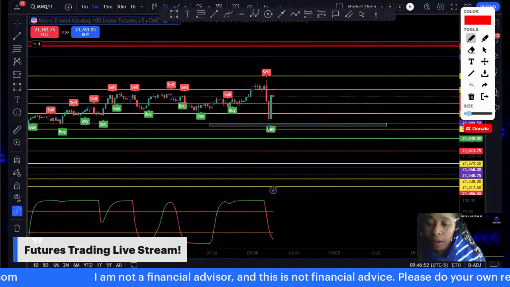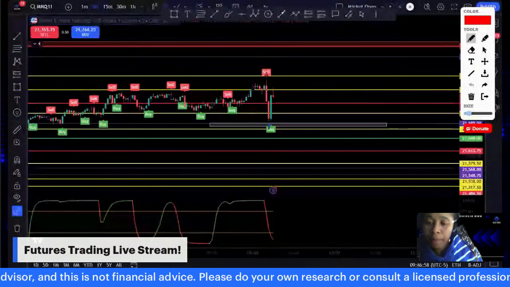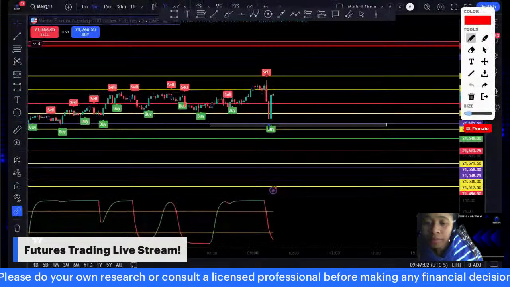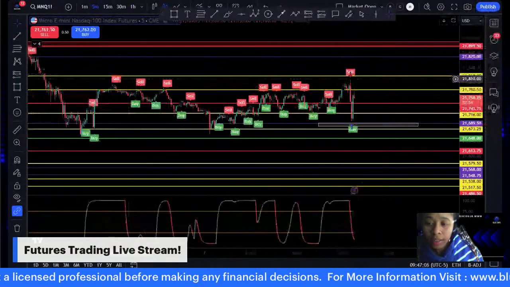If you manage it properly, you definitely should have grabbed some profits off of that. But we can see, always look left, it tells you what happened. If we look to the left, price already told us that it wanted to sell in this area.